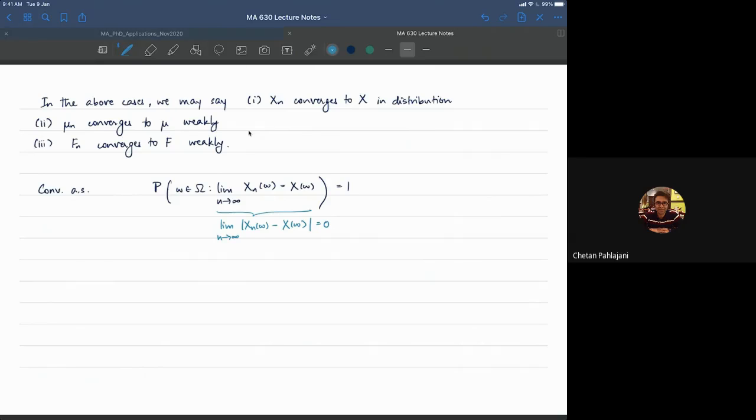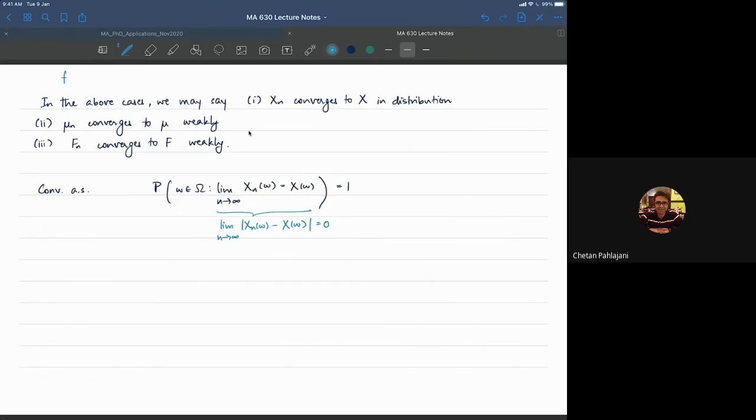So in convergence almost surely, for individual omegas, you were comparing xn and x. The absolute value of xn omega minus x omega as n goes to infinity should go to 0, and this should happen for almost all omega. If that is done, then you have convergence almost surely. So you are comparing xn and x at individual omegas. Now, of course, to compare xn and x at individual omegas, they have to be defined on the same probability space.